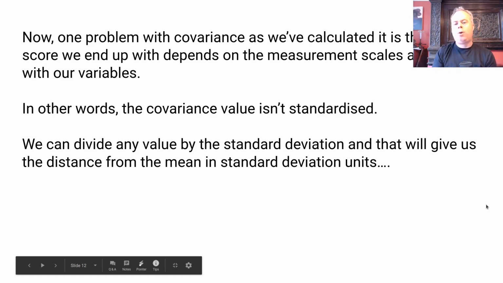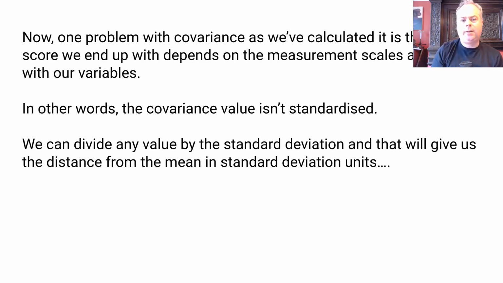But one problem with covariance as we've calculated it is that the score we end up with is dependent on the measurement scales associated with our variables. In other words, the covariance value itself isn't standardized. So we want to standardize it. And we can actually divide any value by the standard deviation, and that will give us the distance from the mean in standard deviation units.